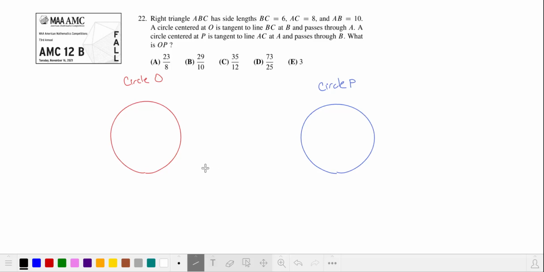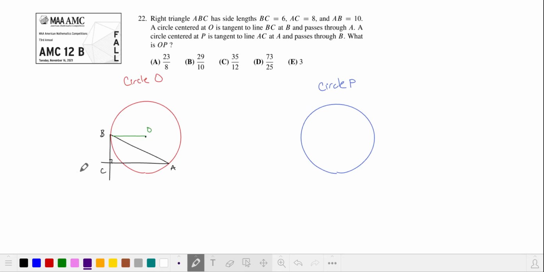It's often easiest to draw the circles first and then fit in the other points. Circle O is perpendicular to BC at point B. So I think my triangle is going to look something like this. Here's B, here's our right angle at C, and here is point A. The radius of a circle is perpendicular to the tangent line. So we have OB is perpendicular to BC.